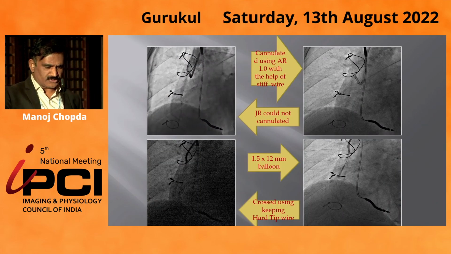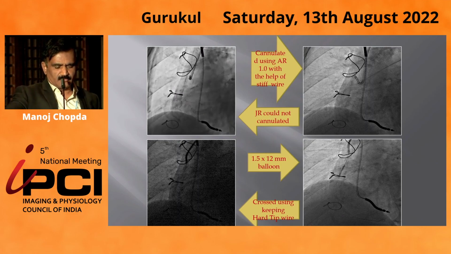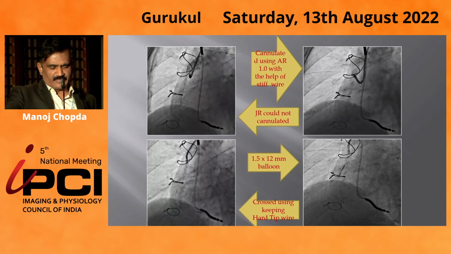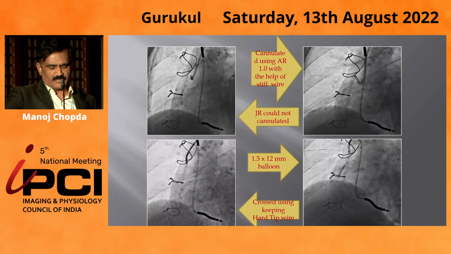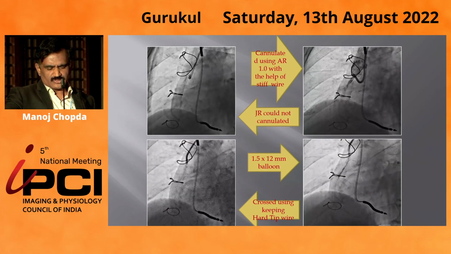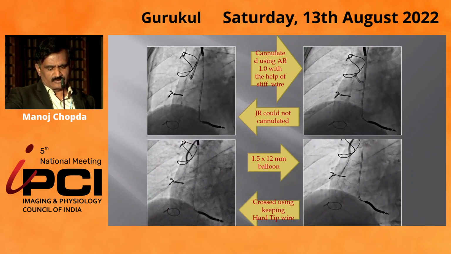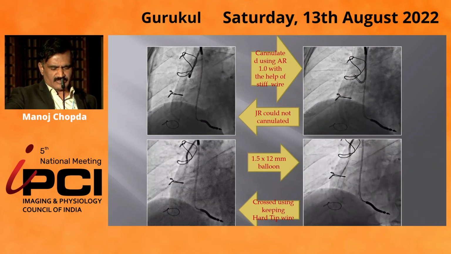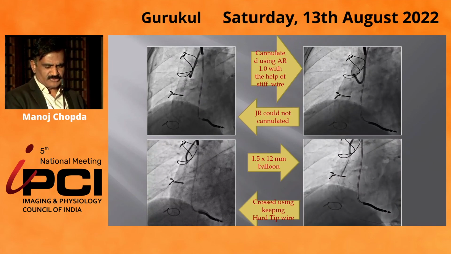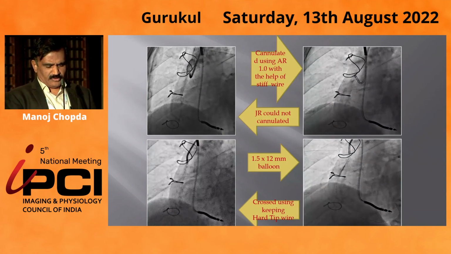We decided to do a SVG graft angioplasty. The challenge was cannulating the SVG graft, with multiple catheters. Then we used AR1, and we used the stiff wire to give a shape to the AR1. And you can see that we could mold the catheter and engage the SVG.